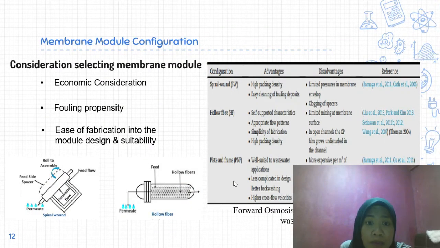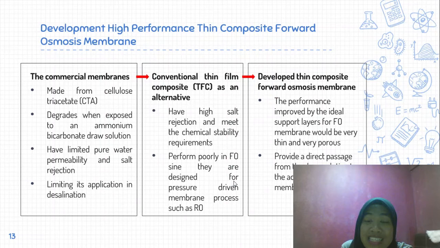Next, a few considerations must be taken in selecting the membrane module configuration, such as economic consideration, fouling propensity, and also the ease of fabrication into the module's design and suitability. Some examples of membrane module configurations are spiral wound, hollow fiber, and also plate and frame. Consideration of the membrane module is very important since each configuration has advantages and disadvantages. Therefore, considering the membrane module configuration before selecting is very crucial in order to gain the fullest benefit of it.